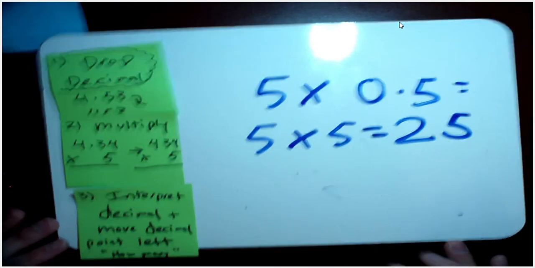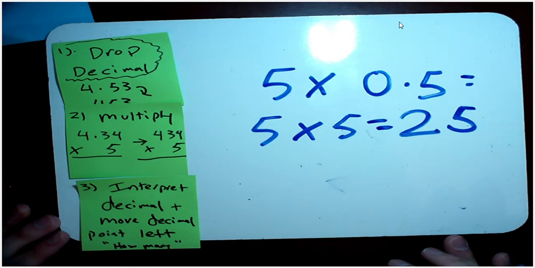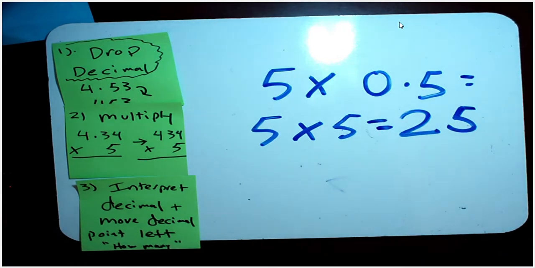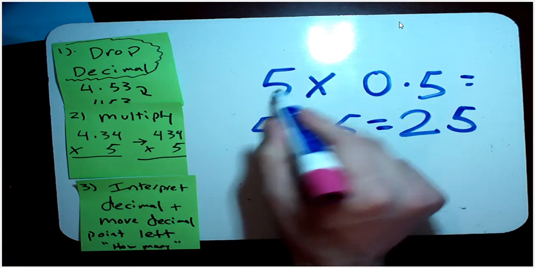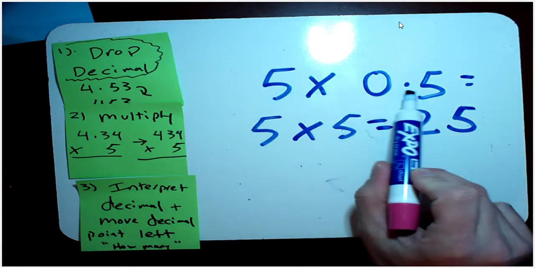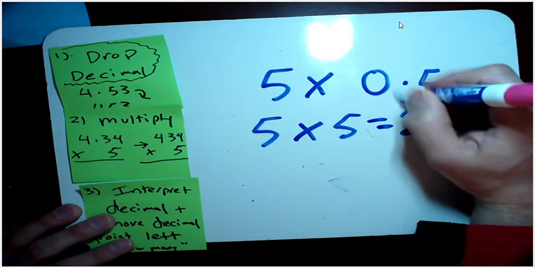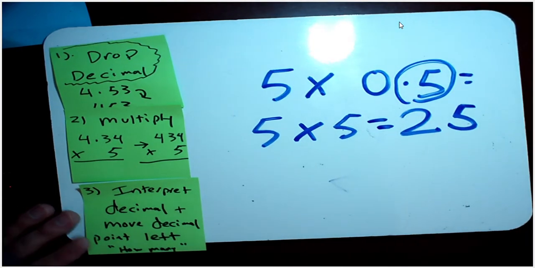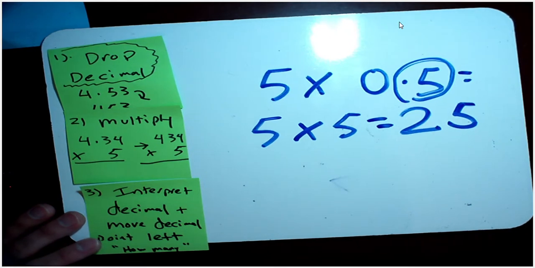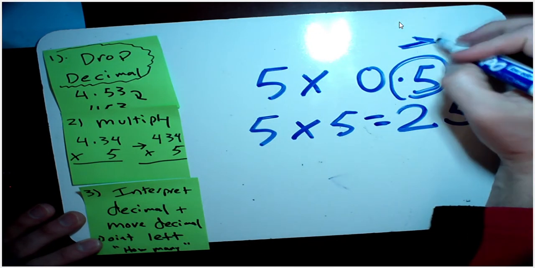Interpret the decimal and move the decimal point left. And you're moving it to the left by how many decimal numbers, or decimal pieces, you have. I like to just say decimal numbers that you have in the original two factors, not just one factor, two factors. So when I go back up and look at my factors of 5 and 5 tenths, only one of them is a decimal, and there's only one decimal number there. Everything to the right of the decimal point would be my decimal numbers.